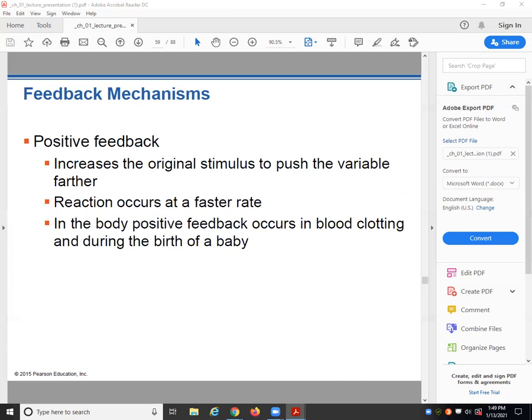So a couple of examples it gives you here. One is blood clotting. Okay, so when your body needs to form blood clots, once it starts, it keeps going at a pretty fast rate. Now, if you need to form a scab, that's great. But if you've got some sort of illness, that can be really dangerous. Now, it also happens in mothers when they're having contractions and trying to get the baby out, right? That's also a positive feedback. The contractions get stronger and stronger, right?